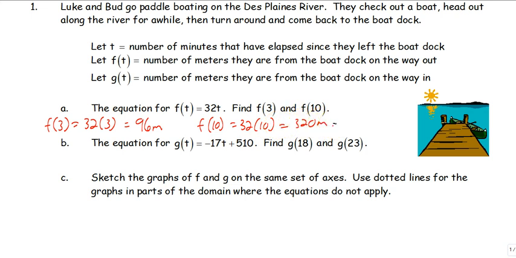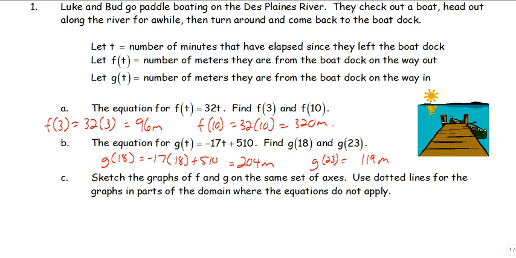The equation for coming back in is g of t equals negative 17t plus 510. Find g of 18 and g of 23. So, g of 18, again, we're just plugging in 18 for t. And we get 204 meters. Now, this next one should be less because they're on their way in now. So g of 23, I'm not going to show the work for that. Plug a 23 in for the t, and you get 119 meters when you use the calculator.